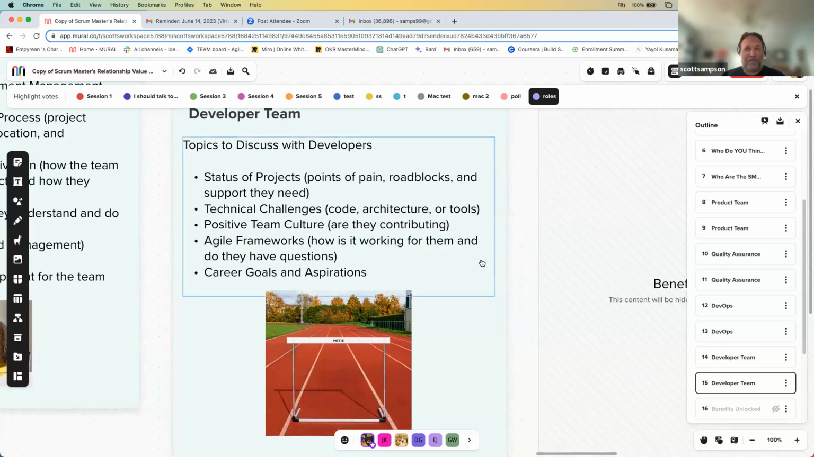Agile frameworks, how is it working? Do they have questions about that? And then, of course, career goals and aspirations. I do ask about that as well. So again, these are things that you could be talking with the developers about on a regular basis to add value to them and their time at your company.